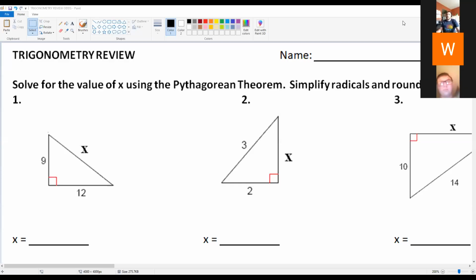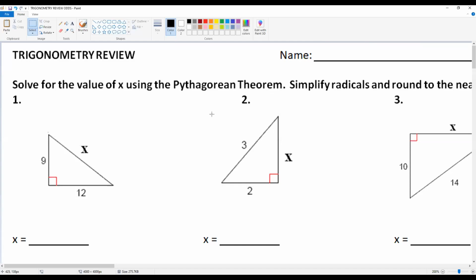All right, it's recording. It is good to go. So we're just going to, like I said, go through and do just the odd numbered problems here on the Trig review that is listed on Google Classroom.